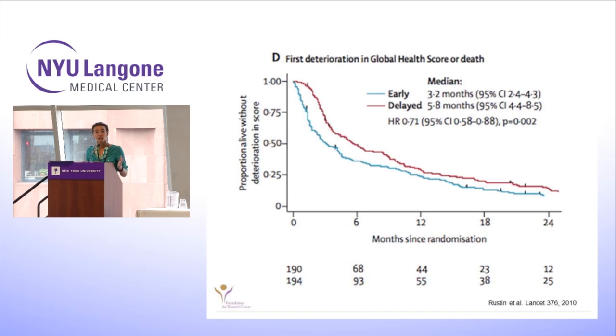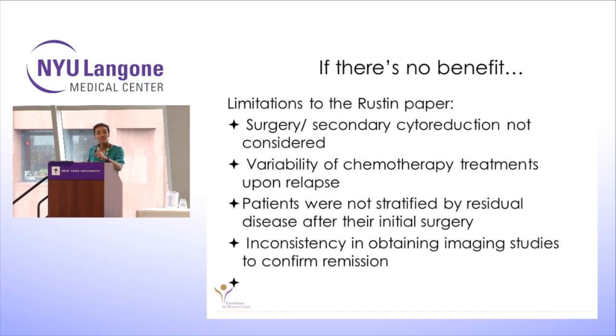And in fact, when they looked at what they used as a quality of life index, not surprisingly, those who started early had a worse quality of life. Why? Because they were on chemotherapy for longer than the group that was delayed. So if I just said there's no benefit to checking CA125, then why do we check them?